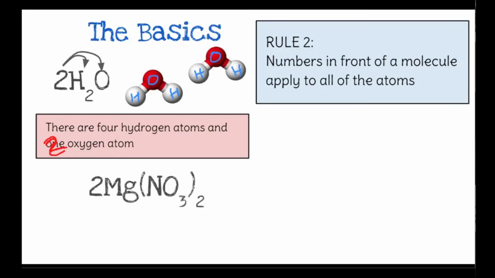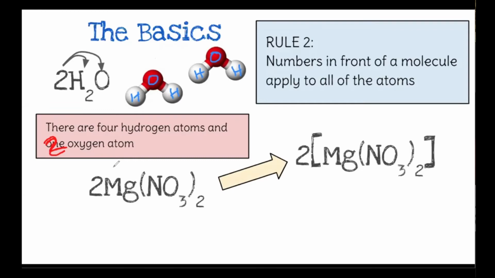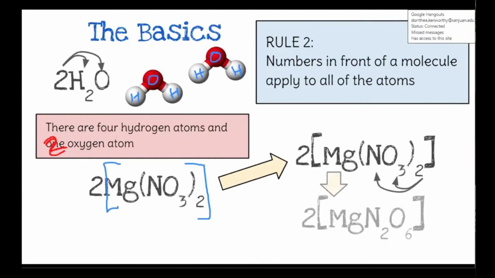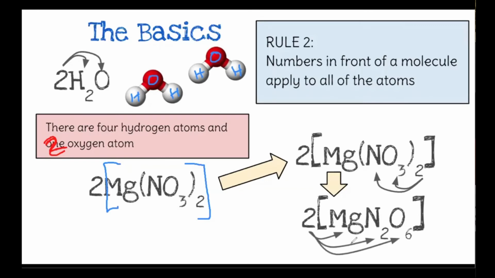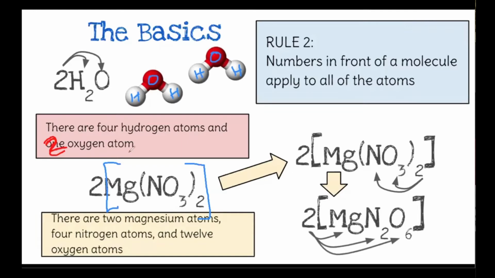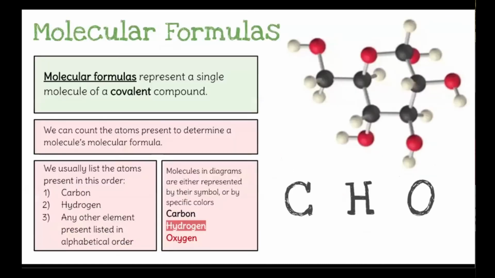When I'm dealing with the more complicated ones, right, I can imagine there's big brackets here. And then I'll do whatever's on the inside first. So I would distribute my 2 out, figure out how many magnesiums, nitrogens, and oxygens I have in my original molecule or my original chemical, and then I would distribute out the 2 at the beginning. This one in particular would tell me that in 2 magnesium nitrate there are 2 magnesiums, there are 4 nitrogens, and there are 12 oxygens. Right, so those are our 2 rules for figuring out how many of each element we have.